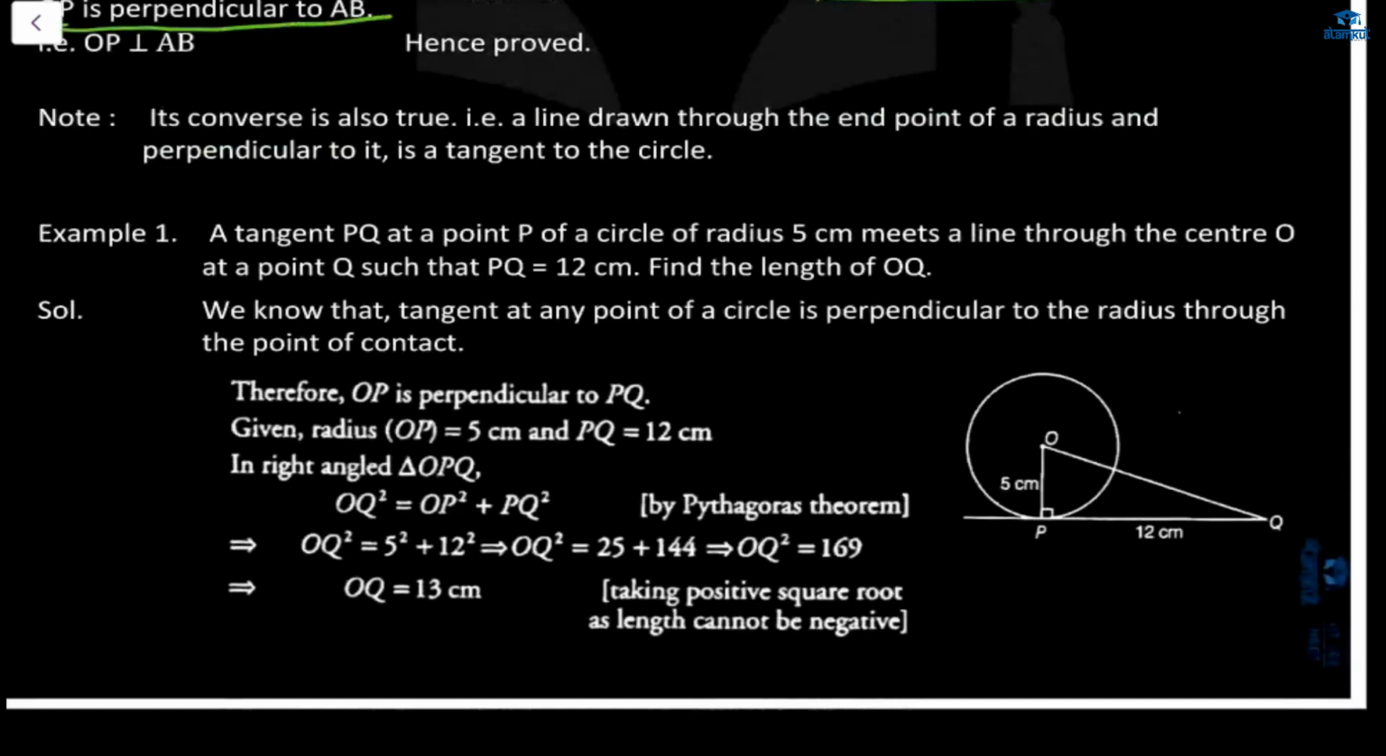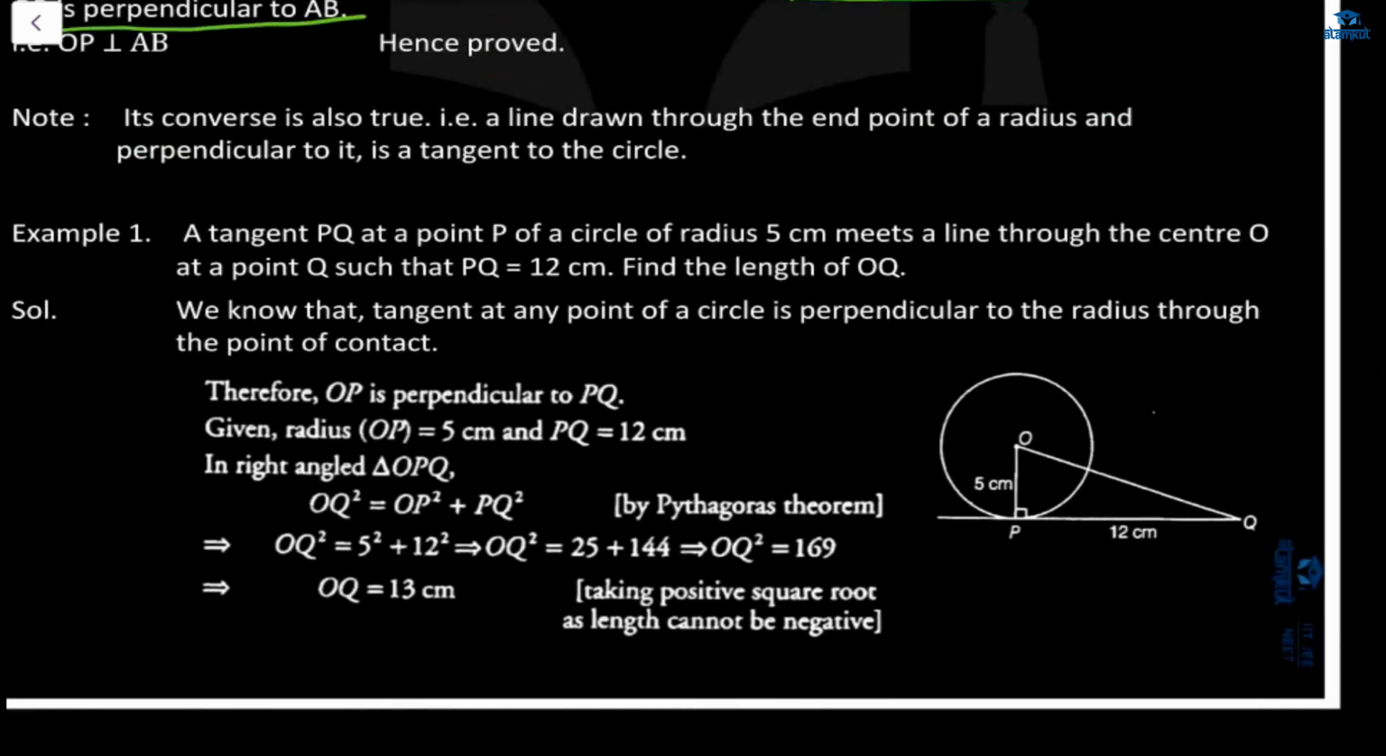Now we'll quickly see this question and then we can end the class because it's already 46. A tangent PQ at a point P of a circle. PQ is a tangent, you can see the diagram. It is touching at P, and P is the point of contact. Since it is a tangent, it will be perpendicular to the radius of the circle. The radius is 5 centimeter. It meets a line through the center O at a point Q such that PQ is equal to 12 centimeter. So the PQ value is also given.